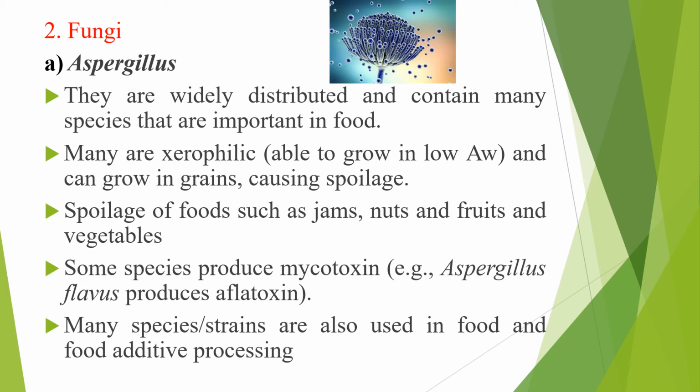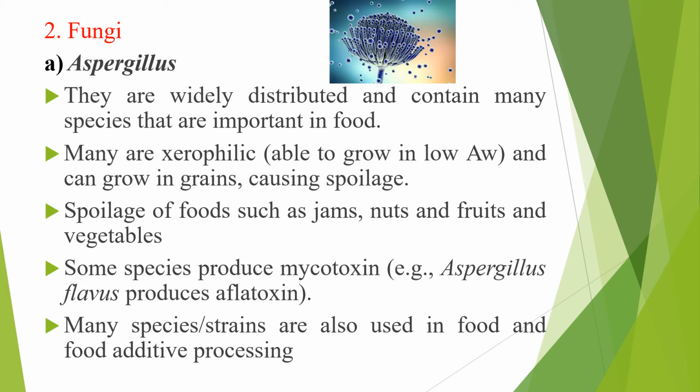The spoilage of foods such as jams, nuts, fruits and vegetables is also mainly caused by Aspergillus species, and some species produce a toxin, that is, a fungus produced toxin called mycotoxin. An example is aflatoxin, which is produced by Aspergillus flavus, and many species or strains of Aspergillus are also used in food and food additive processing.